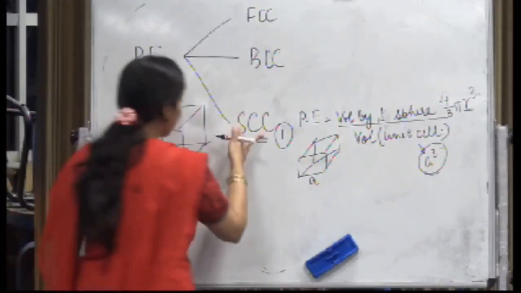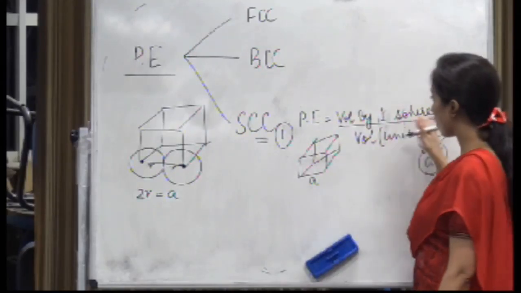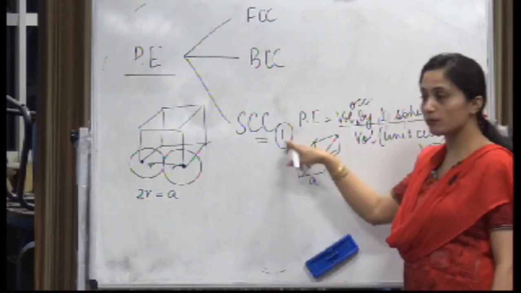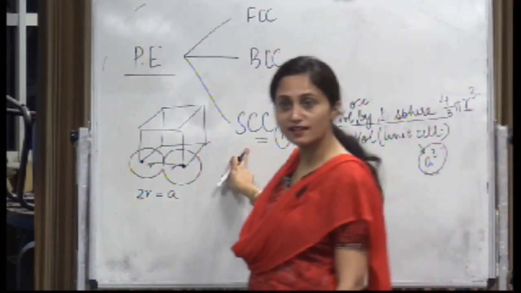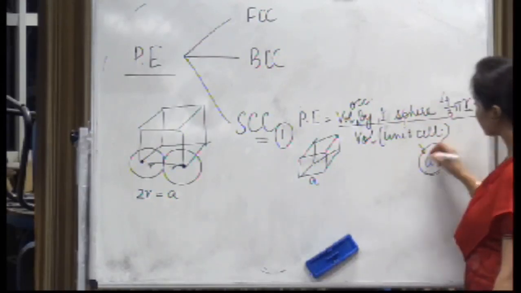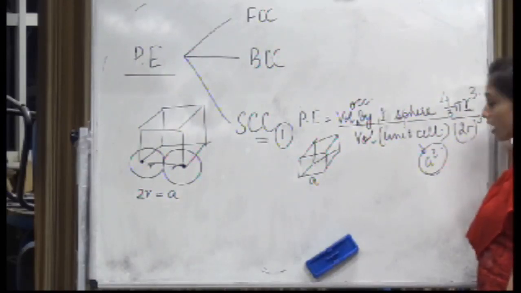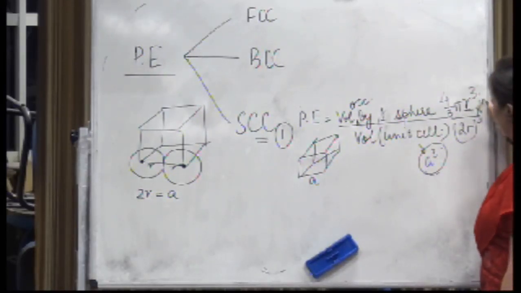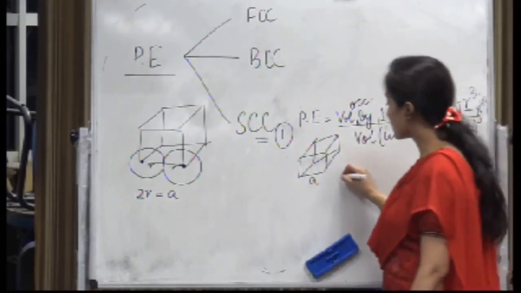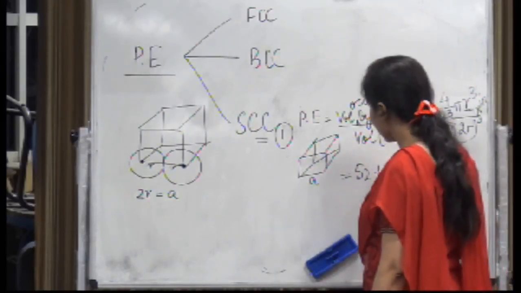ठीक है, तो जब मैं simple cubic unit cell का packing efficiency निकालूंगी, so that will be the volume occupied by one sphere. Why one sphere? Because the total number of atoms per unit cell is 1. So that will be 4 by 3 pi r cube upon A cube, which is (2r) whole cube, that means 8r cube, into 100. This is your packing efficiency for a simple cubic unit cell, and you will find that this turns out to be equal to 52.4%.